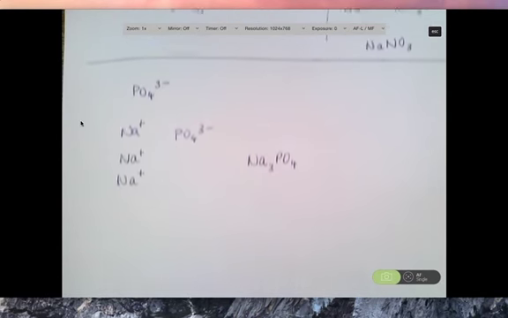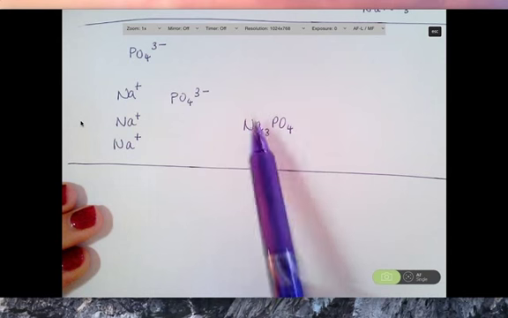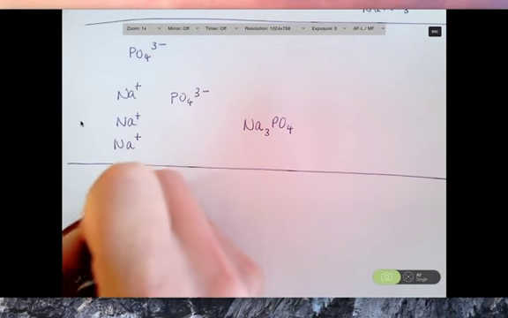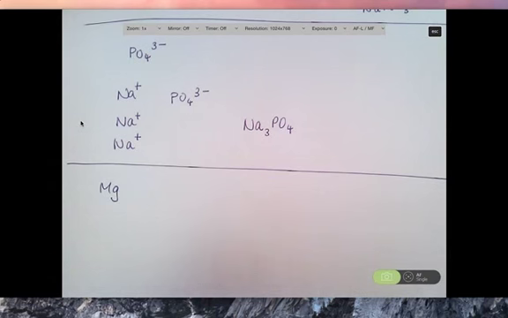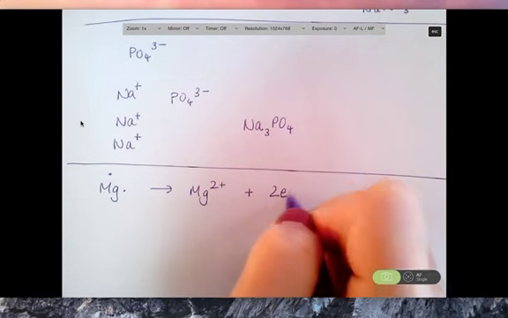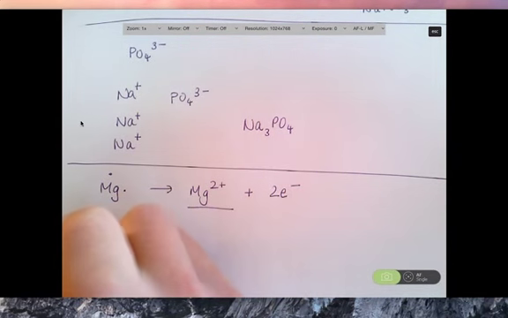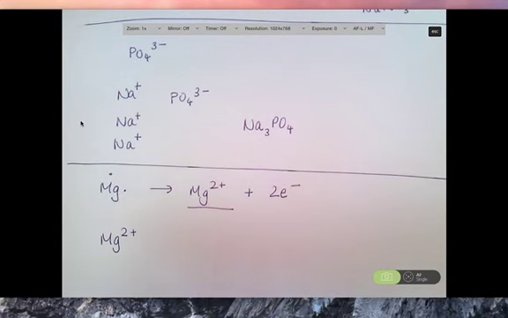It gets a little bit trickier when we've got 2 different charges that are not as simple as a 3-to-1 ratio or a 2-to-1 ratio. So let's have a look at magnesium, as our example from group 2. It's got 2 valence electrons, loses those to become magnesium 2+. Once we've got the ion, we can look at magnesium forming compounds with, say, phosphate. Let's have a look.